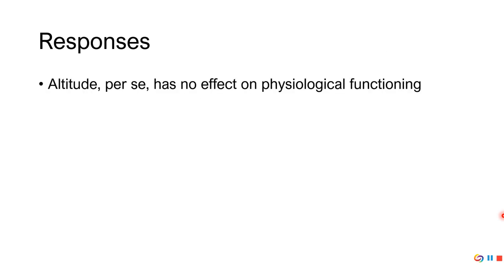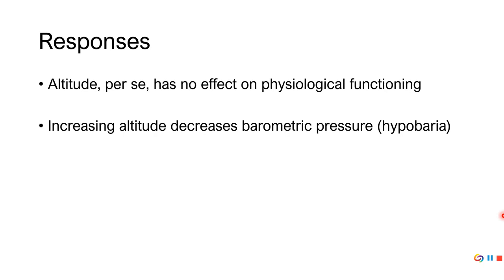So when it comes to altitude, it's important to know that just being at altitude doesn't really have any effect. It's not the fact that we're at 5,000 or 10,000 or 20,000 feet. The issue is that the air pressure itself changes. Okay, because there's less air the higher up you go. And we refer to this as hypobaria.